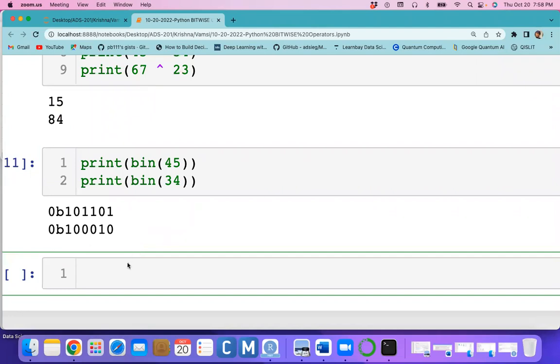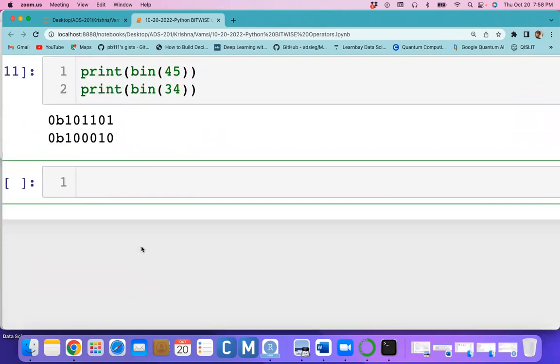Guys, are there any questions? Till now, I have explained only bitwise AND, bitwise OR, and bitwise XOR.